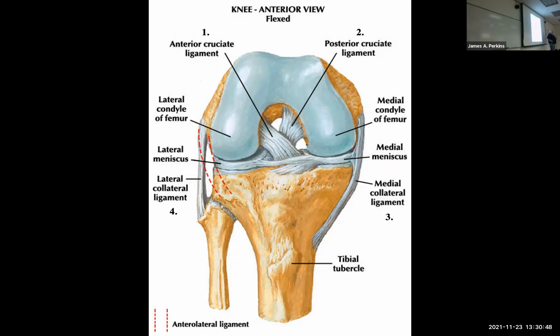Or same thing in the hip joint. We have the acetabular labrum in the hip joint that creates just a little bit deeper socket to prevent the head of the femur from being dislocated out of the acetabulum. So it's a kind of similar thing here. It forms sort of like a labrum surrounding the joint between the femoral condyle and the tibial condyle.